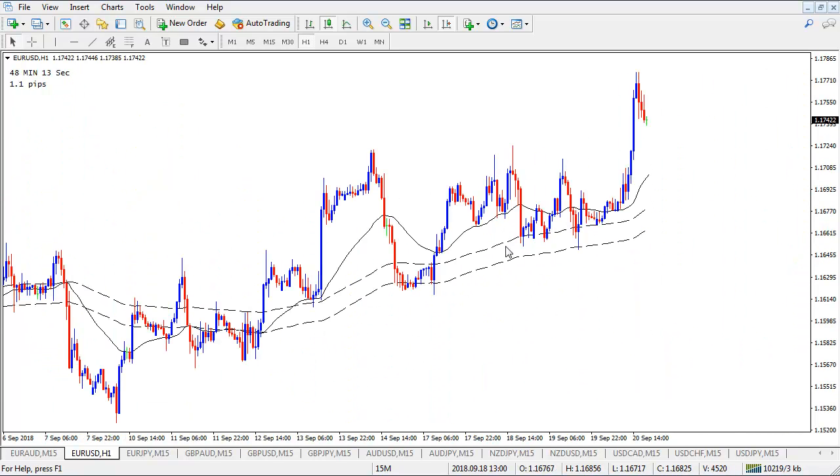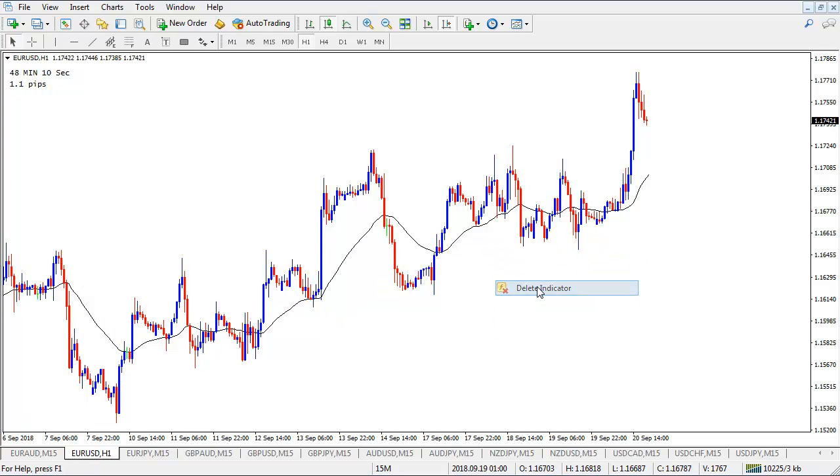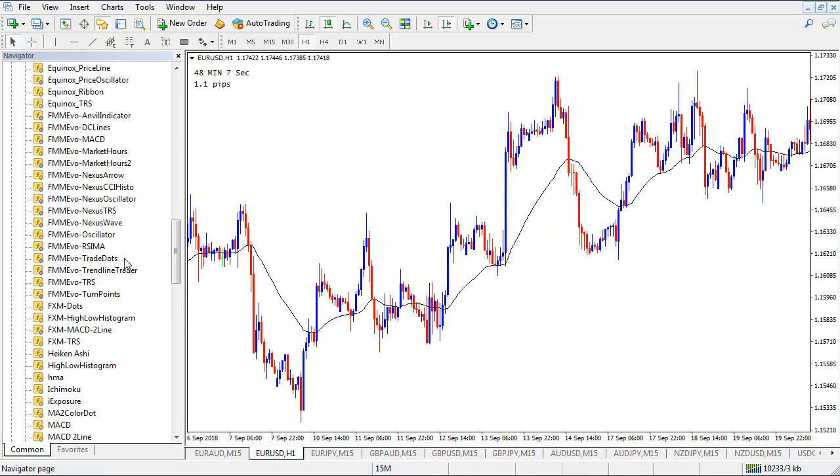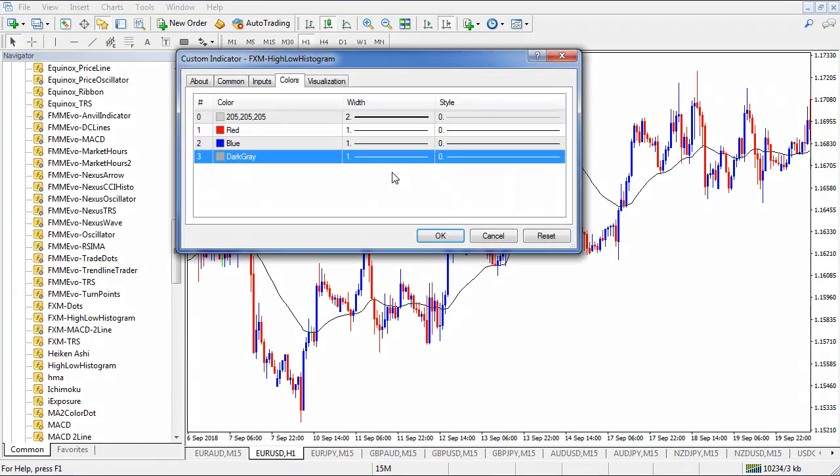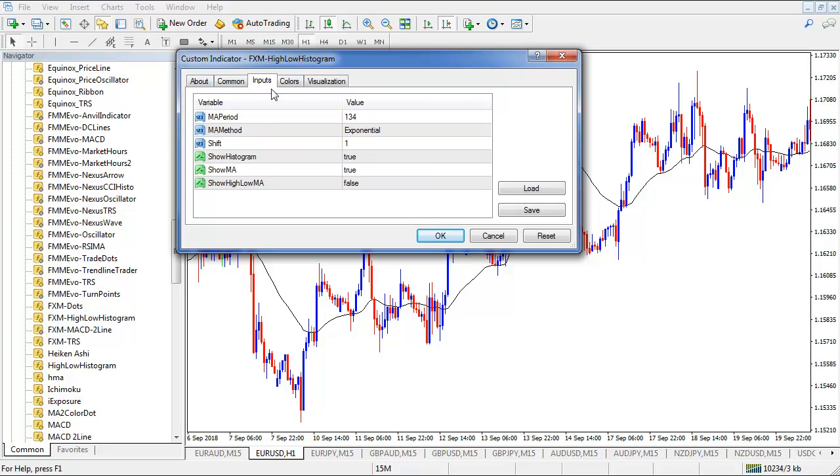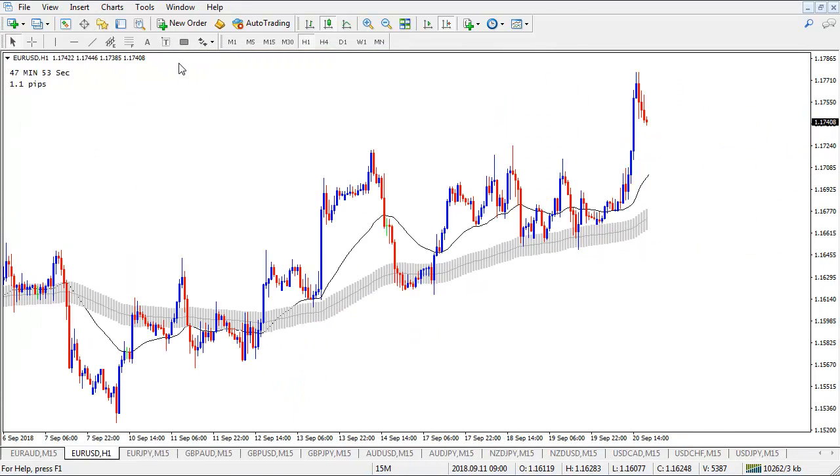Now, with that, I have an indicator that cleans this up a bit, because I want to have my charts as clutter-free as I possibly can. So I'm going to have this high-low histogram. Now, this is the indicator that does all of that. So if I have the input, that should be 136, just making sure. All right, so this is the high-low histogram.